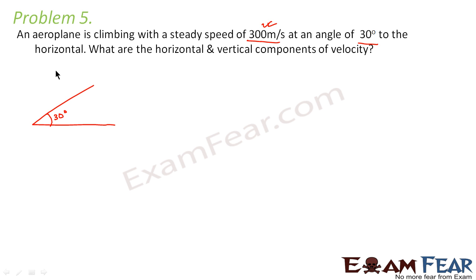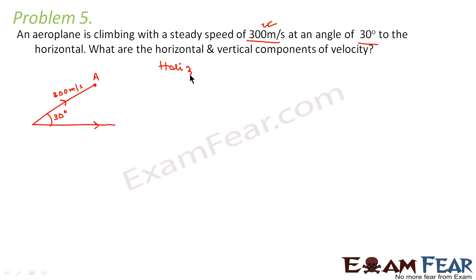So if we represent it in terms of vector, let us suppose at any particular instant of time, the aeroplane is at this point. So what would be the velocity vector for this aeroplane? This vector. The magnitude of this vector is 300 meters per second. And the direction is denoted by 30 degrees with the horizontal. Now, what are the horizontal and vertical components of velocity?